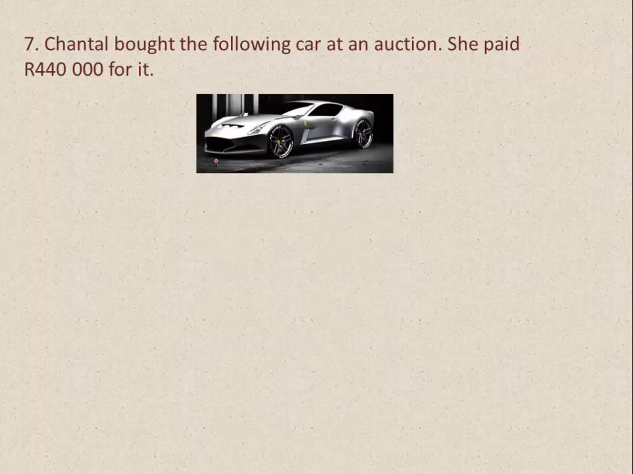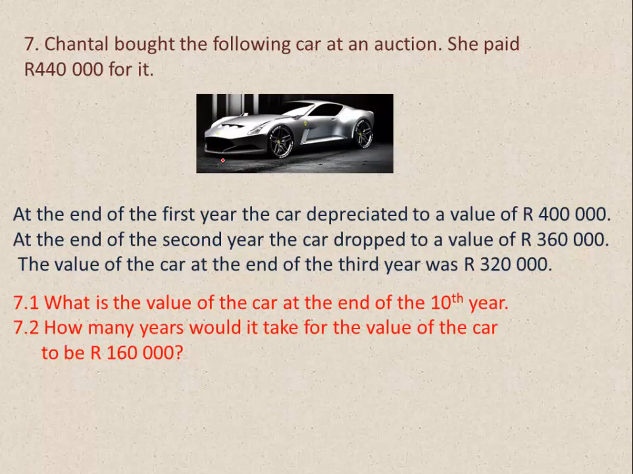Chantal bought the following car in an auction. I wrote this down here because I just want you to see exactly what is going on here. She paid 440,000 rand for it. Now this car depreciated to a value of 400,000 at the end of the first year. The second year it was 360, and the third year it was 320. Now watch what happens. These are the numbers: 440, 400, 360, and 320. What is the value of the car at the end of the 10th year? And how many years would it take the value of the car to be 160,000? Typical exam type question too.